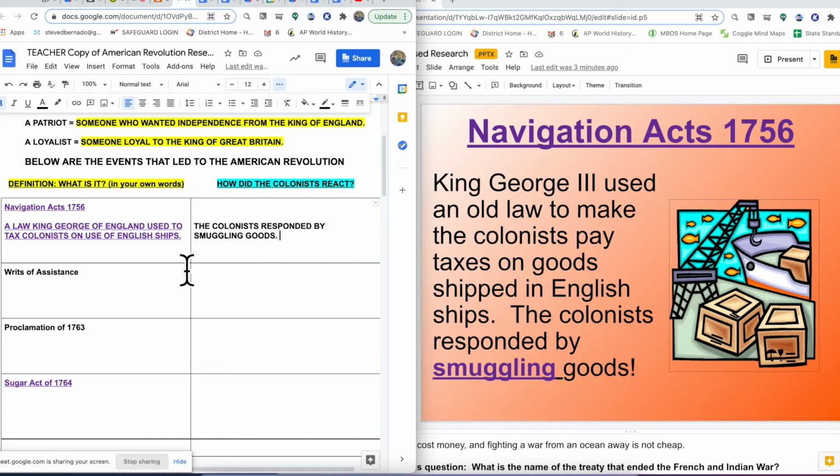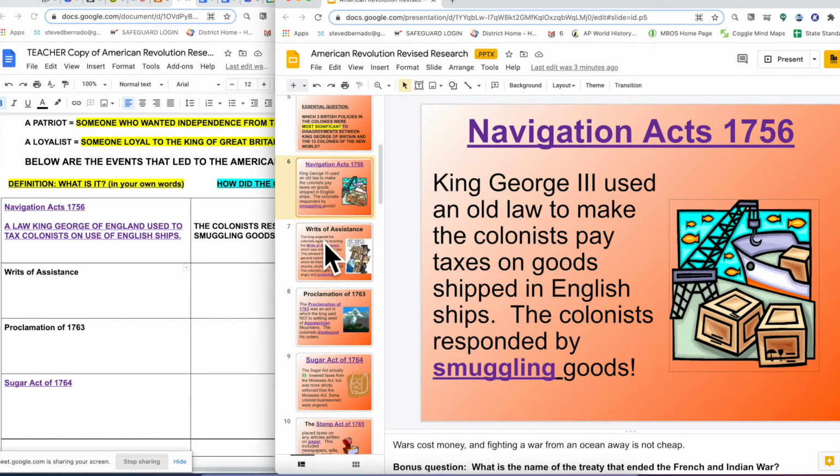Think to yourself, do you think that law is fair or unfair? After all, the King of England and Great Britain did have legal control of the 13 colonies, according to the British government. According to the colonists, you don't know me, you're going to tax me, you live on the other side of the Atlantic Ocean, you don't understand our way of life. So you got two sides to every story, right? Two perspectives. Let's move on and take a look at the second rule called the writs of assistance.